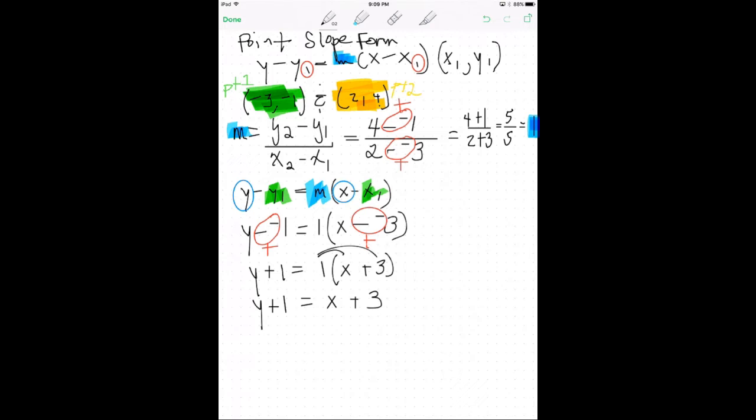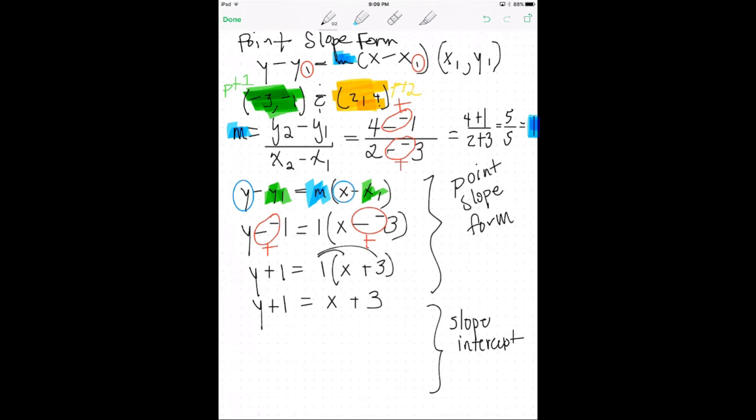Okay, so this right here, I've used that point slope form. Now, once again, most of the questions want you to bring it to slope intercept. Slope intercept is y equals, where you want to get the y by itself, and we call that y equals mx plus b.